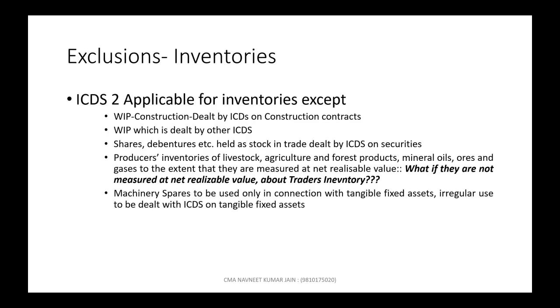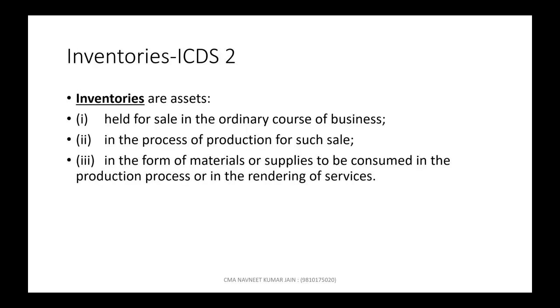Inventories are assets. So these two things I'll be discussing. Inventories are assets held for sale in the ordinary course of business. Normal: you have procured, you have manufactured something, you are into the trading business, you have held those for the purpose of sales. Next one is assets in the process of production for such sale.